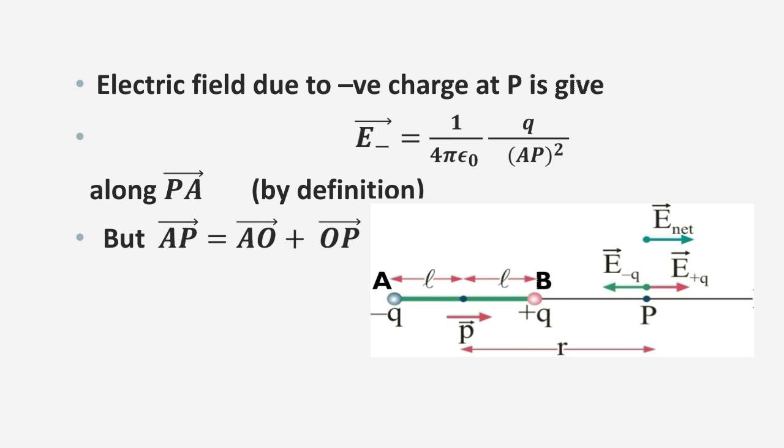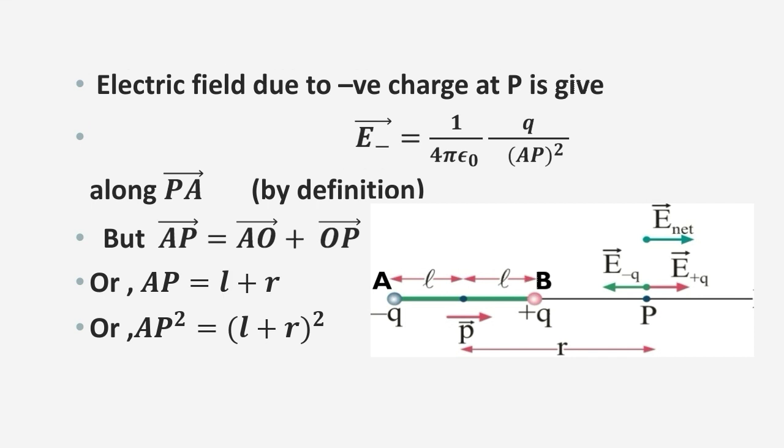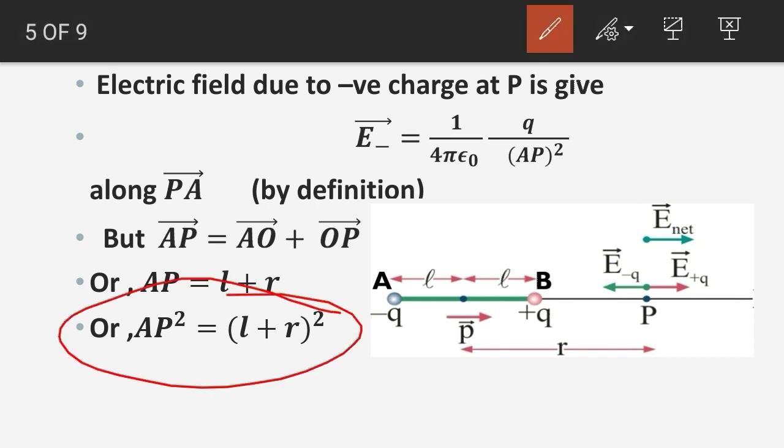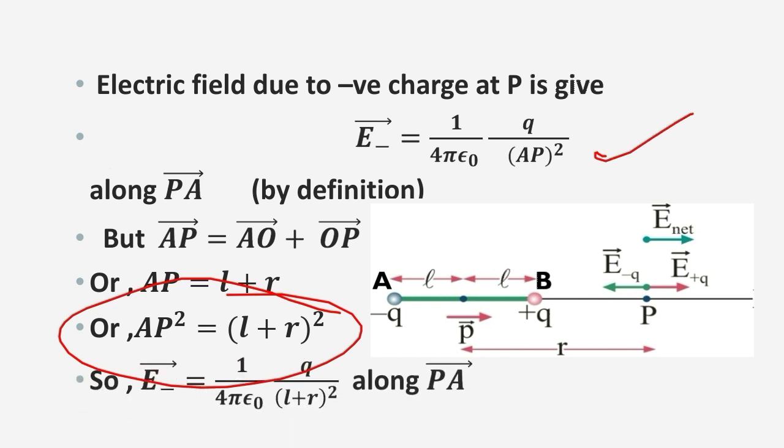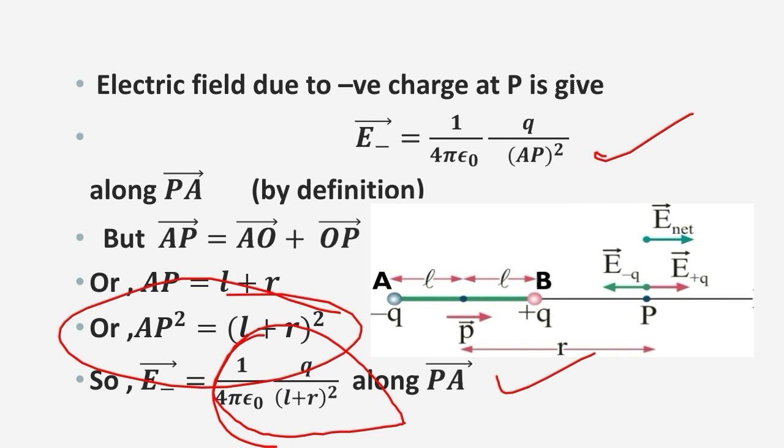So AP is equal to AO plus OP, that's why AP is equal to L plus R. And squaring both sides I will get L plus R whole square. If I put this AP square in the equation, the equation will be reduced to E minus is equal to 1 by 4 pi epsilon 0 Q divided by L plus R whole square along the PA direction. Clear? 1 by 4 pi epsilon 0 Q divided by L plus R whole square along the PA direction.